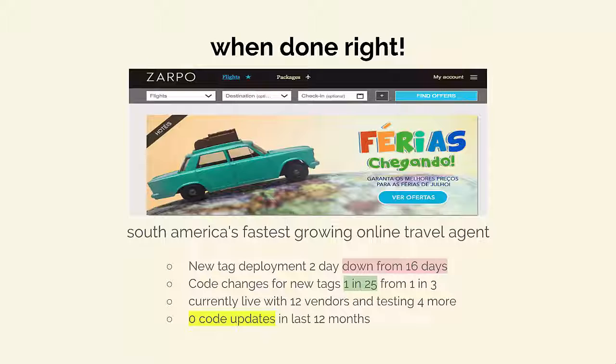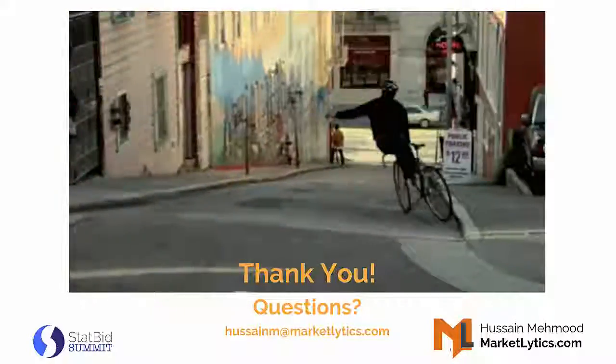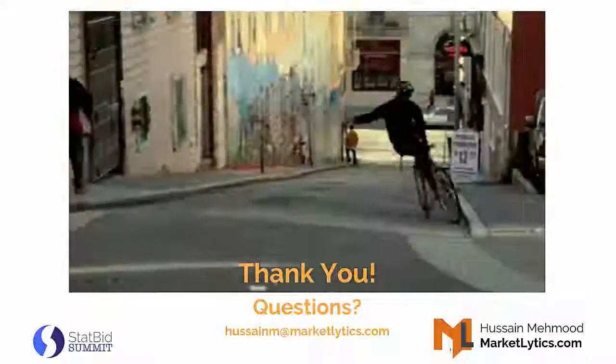In this particular case, this was a client of ours that we worked with about 3 years ago, and they were able to deploy tags in 2 days versus 16 days, and had no updates in the last year, even though we were testing 4 or 5 platforms with them. So overall I think that's everything we wanted to touch on. And if you have any questions, please let me know.